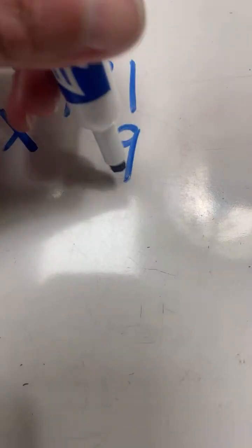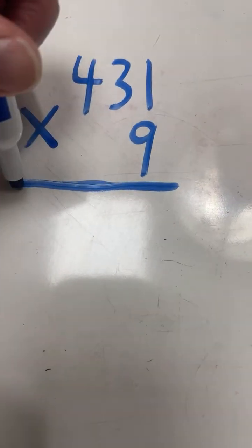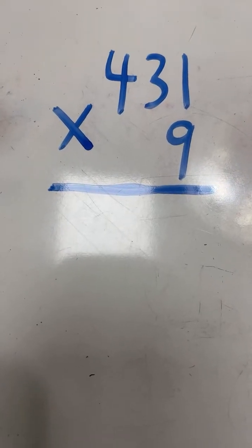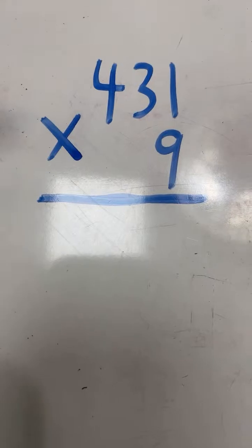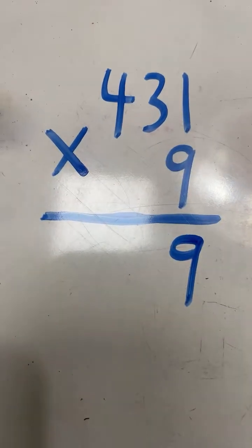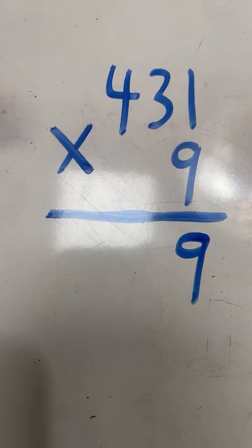So we have 431 times 9. This will be our final 3-digit by 1-digit example problem. Then we're going to move on to 2-digit by 2-digit. 1 times 9 equals 9. We do not need to regroup in the ones place since our product is less than 10.